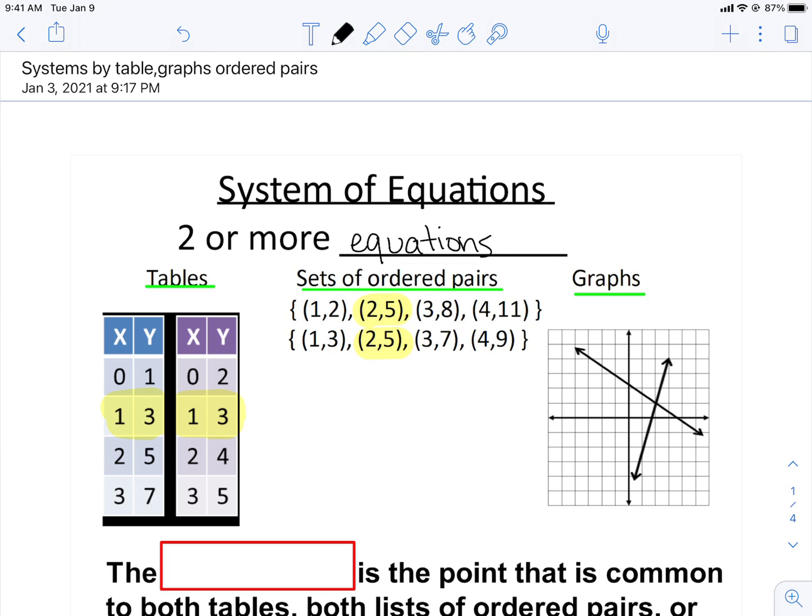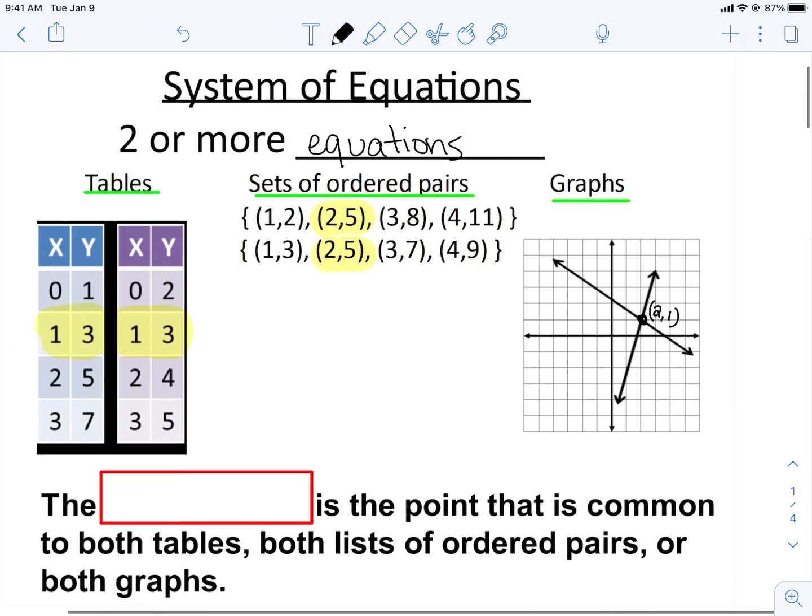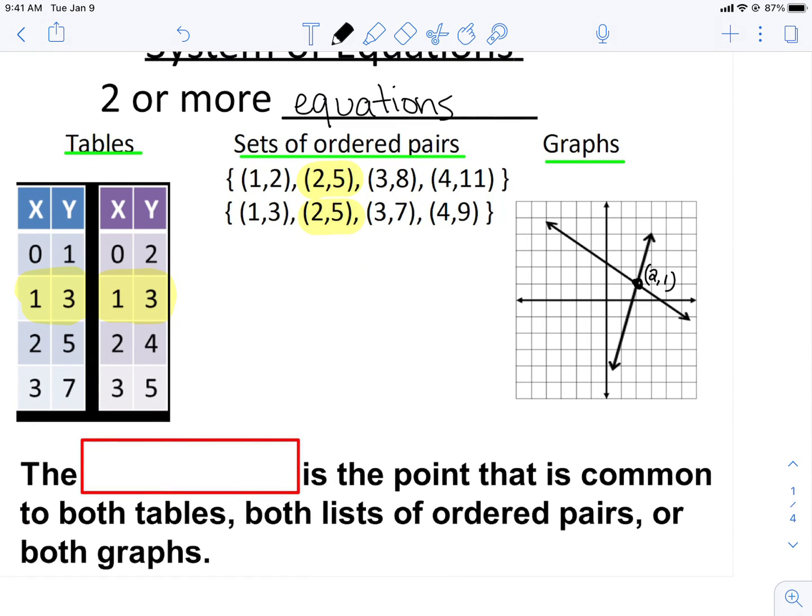When we're given a graph, the point in common is going to be where the graphs intersect. They intersect right here, and that point would be (2, 1). Again, we're just looking for the point of intersection, or the point that two tables, lists of ordered pairs, or graphs have in common. That is going to be the solution.